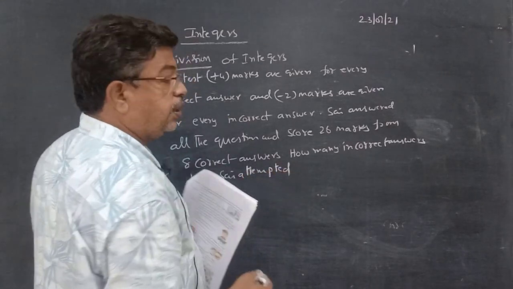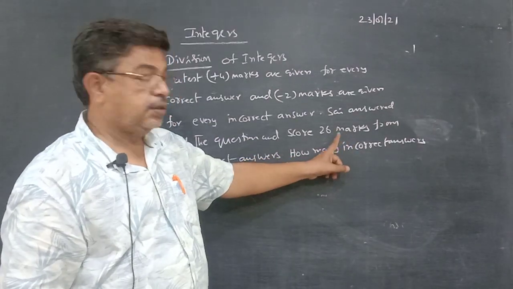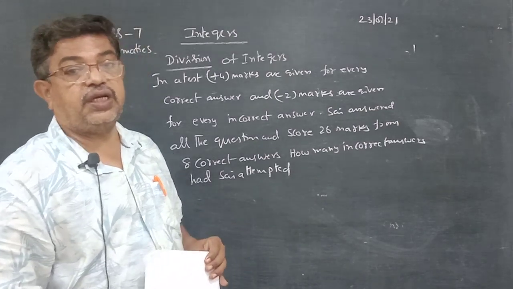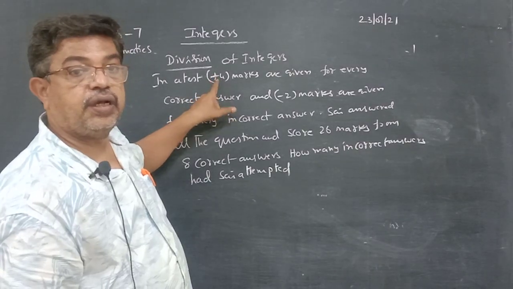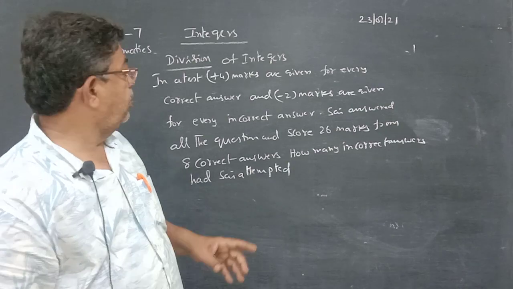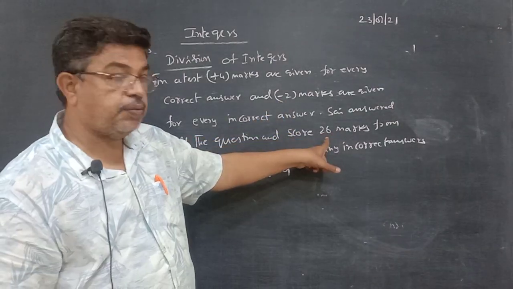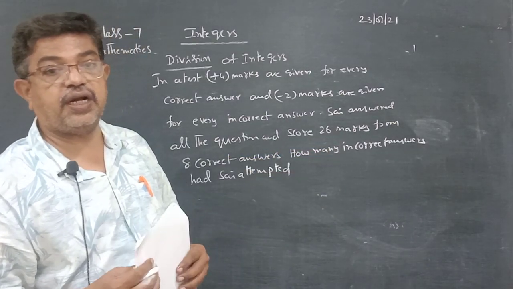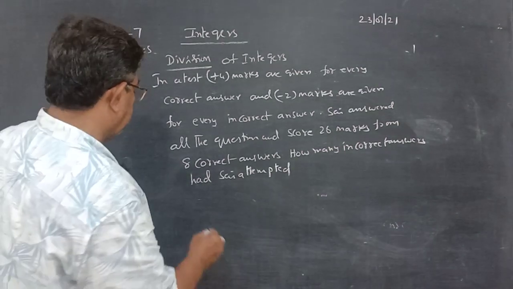So Sai is a student. He attempted all the questions. He scored 26 marks with 8 correct answers. That means the rest of the answers he answered incorrectly. For 8 correct answers, how many marks did he get? 4 marks for each question. So 8 into 4, 32. For each wrong answer, he is losing 2 marks. The total marks obtained by Sai is 26. So we need the number of questions Sai attempted incorrectly. Here we are using multiplication and also division. So I start with this.